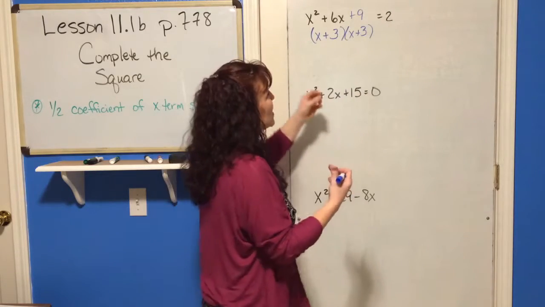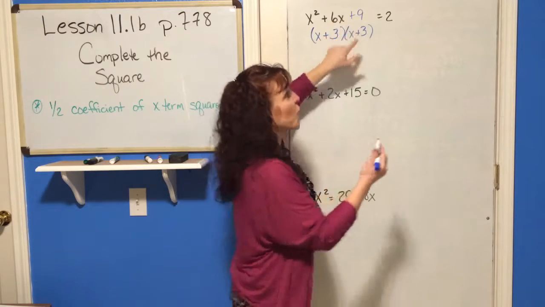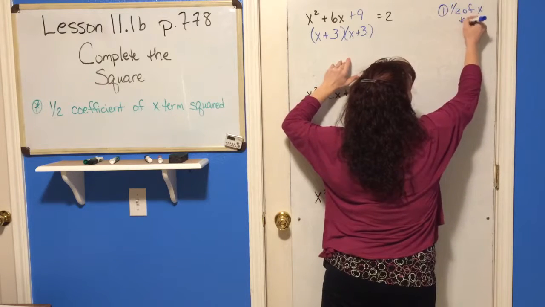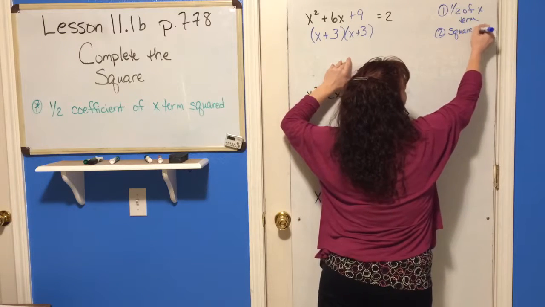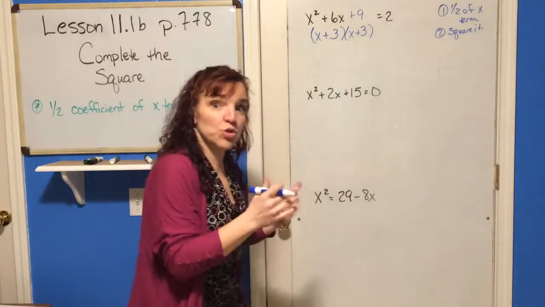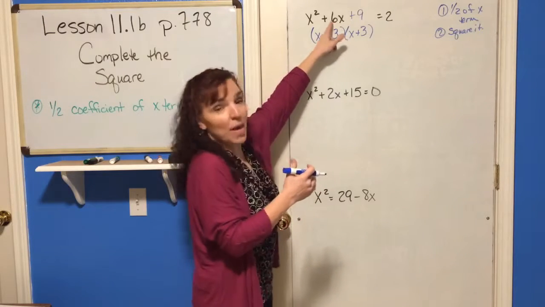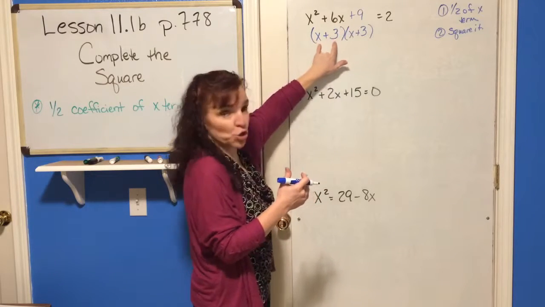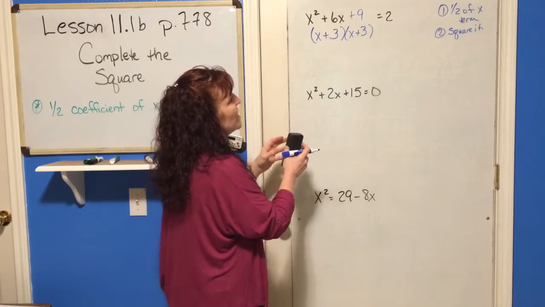What you'll do is this. Step 1, take half of the x term. Step 2, square it. That's it, and that's the number you'll add. Then when you factor it back out, half of that middle term is what you squared to get that, so that's going to be your second term in the binomial. All right? So we'll do a few so that you can see.